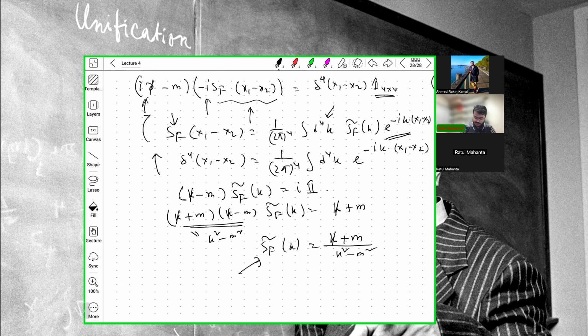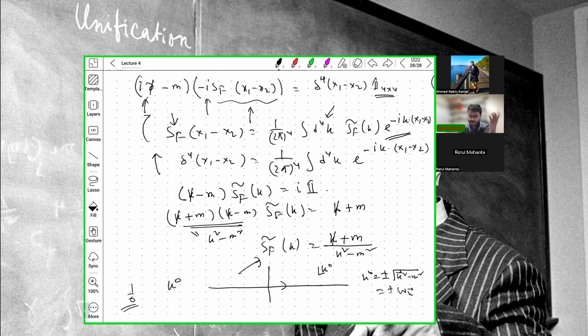The k0 integral is along the real axis in the complex k0 plane, and it has poles at plus minus omega_k, where omega_k squared is k vector squared minus m squared. So it has poles, so you cannot integrate it. If you integrate, the integrand is 1/0 at some point, so it will be diverging.